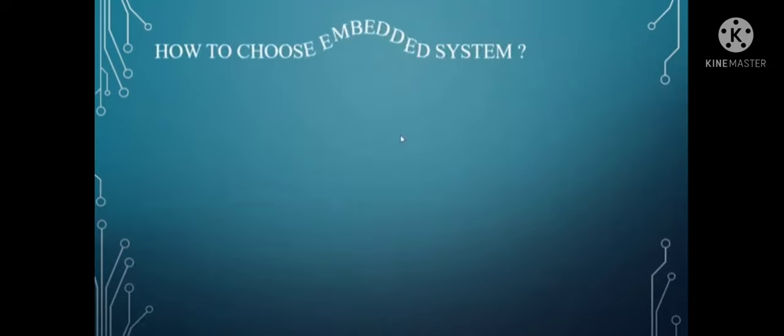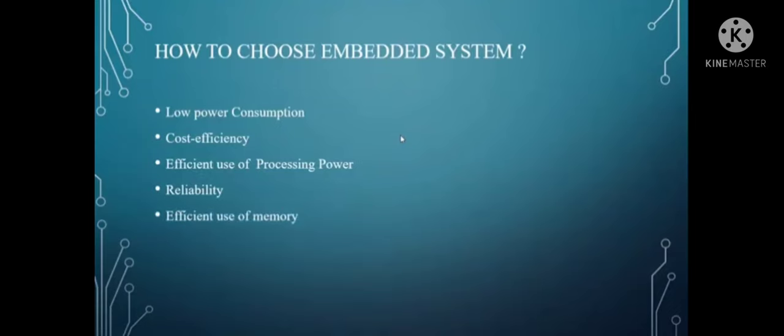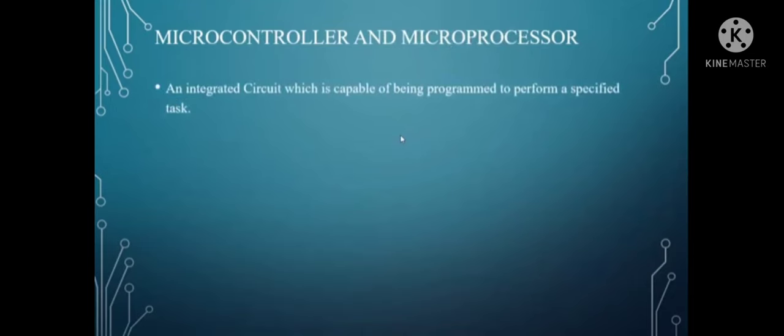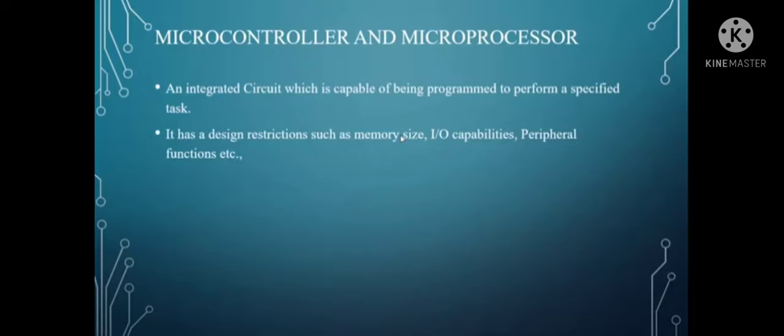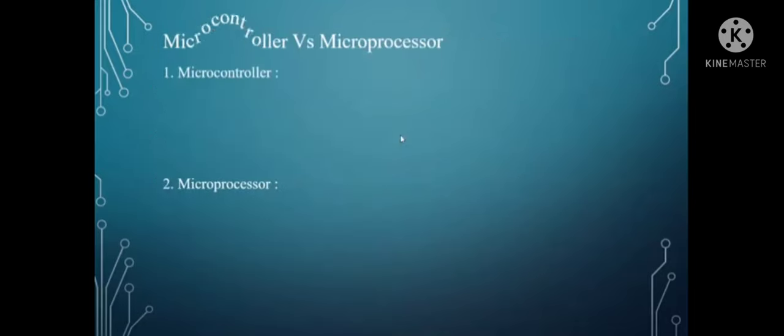Now let's see how to choose an embedded system. The embedded system should consume less power, cost efficiency and processing power should be efficient, the system should be reliable, and the memory should be used efficiently. Next, what is a microcontroller and microprocessor? A microcontroller is an integrated circuit which is capable of being programmed to perform a specified task. It has design restrictions such as memory size, I/O capabilities, peripheral functions, etc. Choose a microcontroller based on applications, performance, price, availability of tools, and special capabilities. What is the difference between a microcontroller and a microprocessor? Let's see.